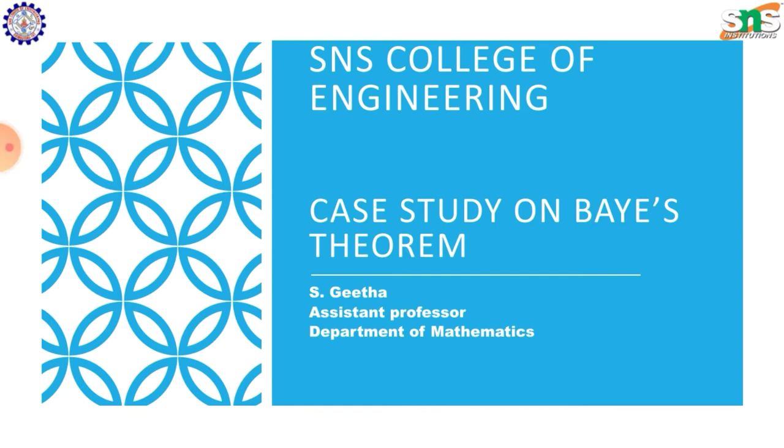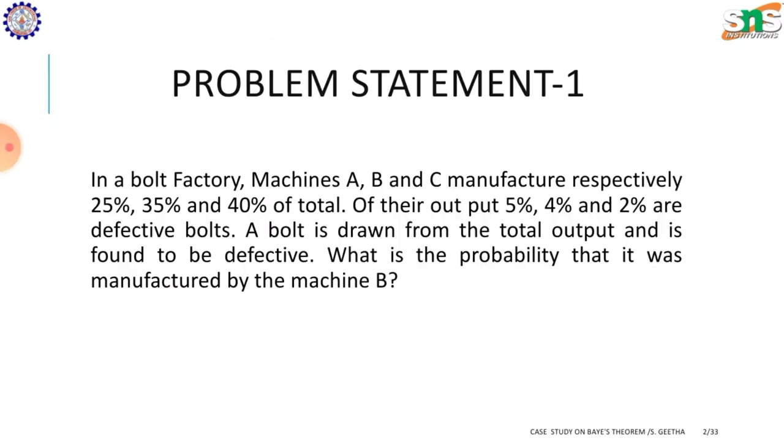Now we are going to see a case study on Bayes' theorem. Problem statement 1. In a bolt factory, machines A, B and C manufacture respectively 25%, 35% and 40% of the total. Of their output, 5%, 4% and 2% are defective bolts. A bolt is drawn from the total output and is found to be defective. What is the probability that it was manufactured by machine B?